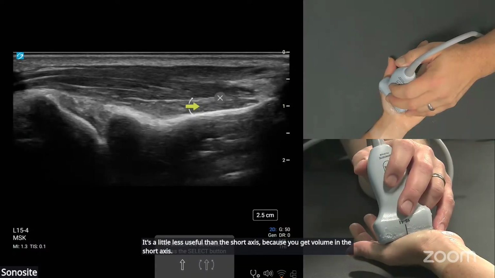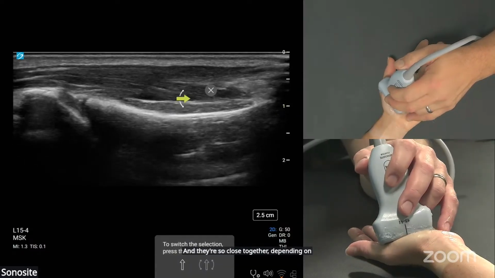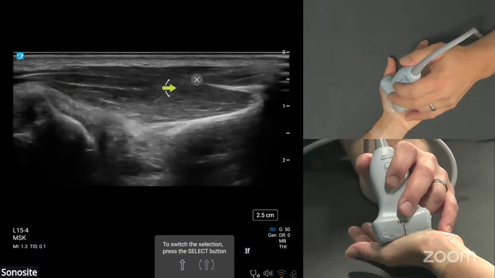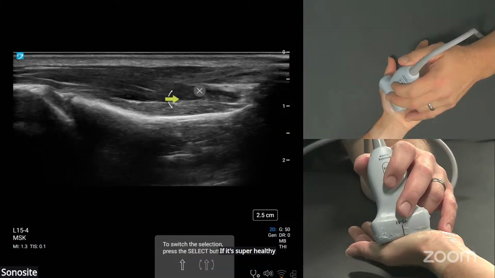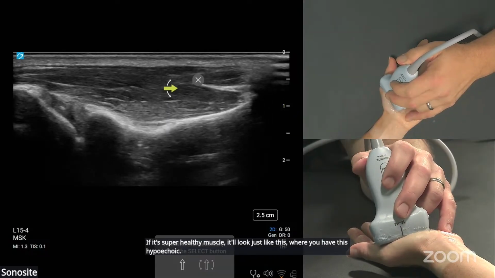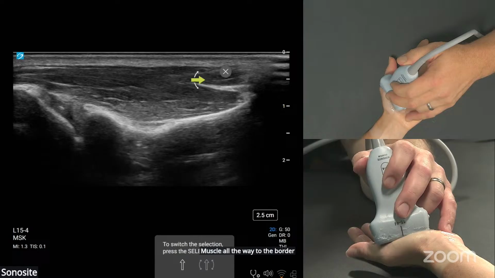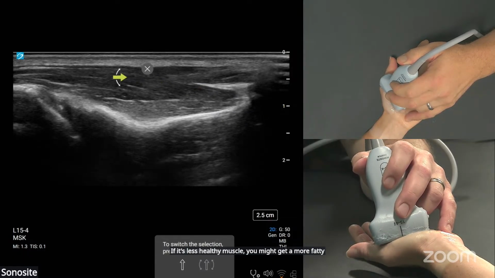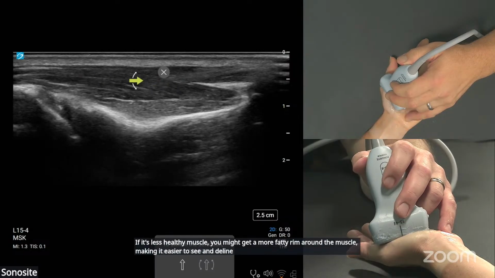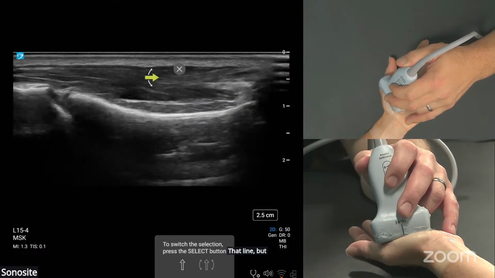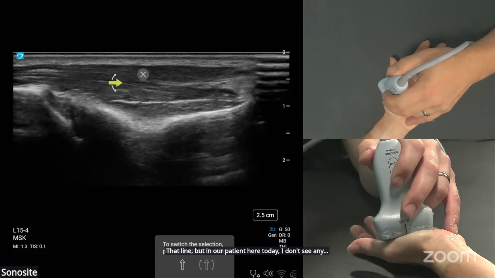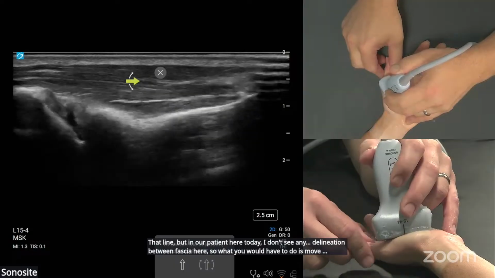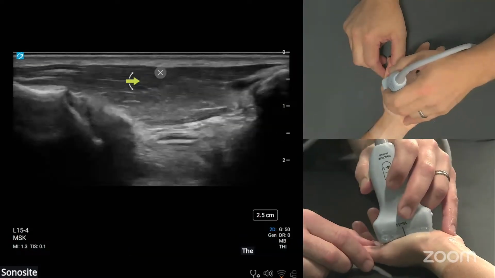And they're so close together depending on the health of your patient's muscle content. If it's super healthy muscle, it'll look just like this, where you have this hypoechoic muscle all the way to the border of the fascia between the next one. If it's less healthy muscle, you might get a more fatty rim around the muscle, making it easier to see and delineate that line. But in our patient here today, I don't see any delineation between fascia here. So what you would have to do is move something and get it to cause the fascial plane to move.